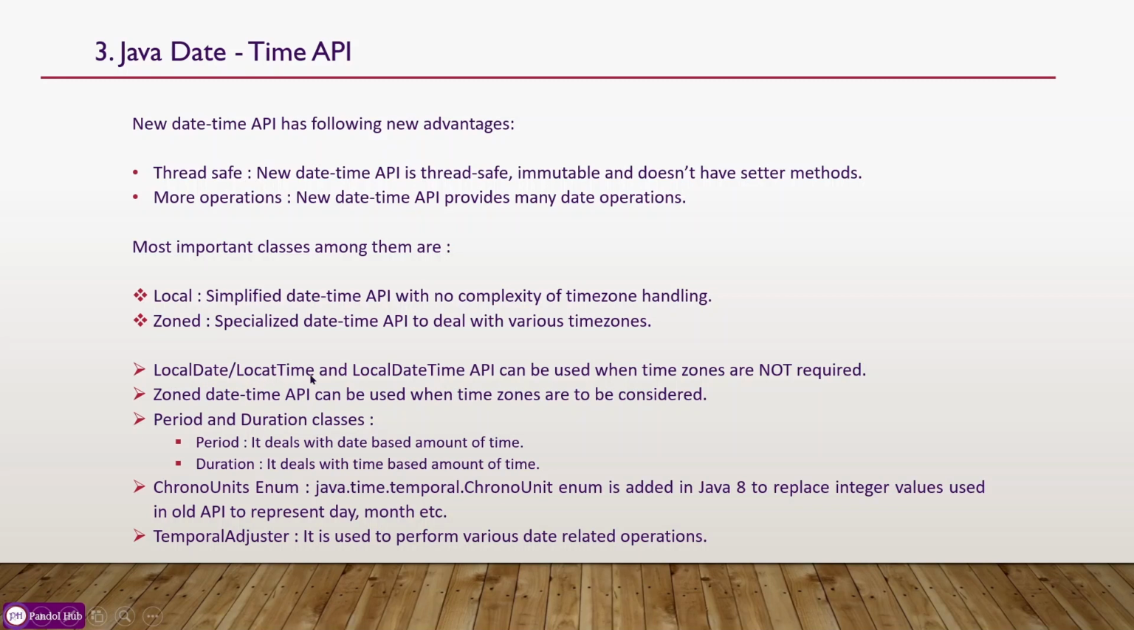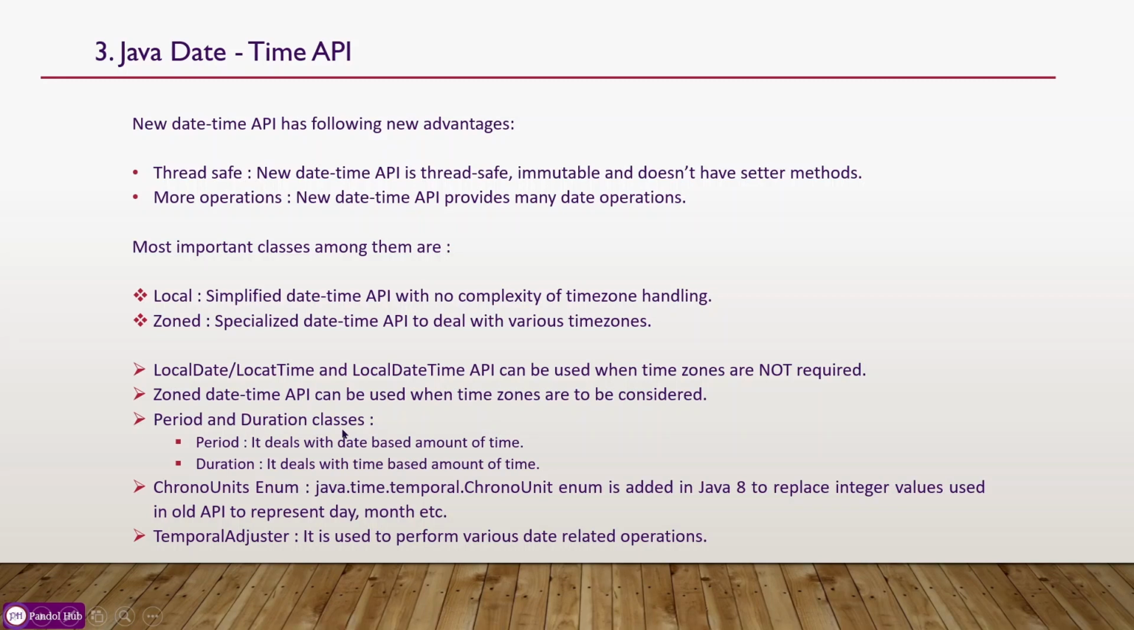So local date, local time, and local date time API can be used when time zones are not required. So in the case of local classes, you can use these to perform different operations when the zone is not involved. And zone date time API can be used when time zones are to be considered.